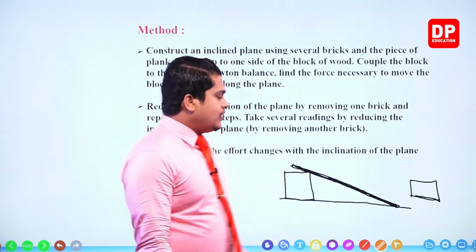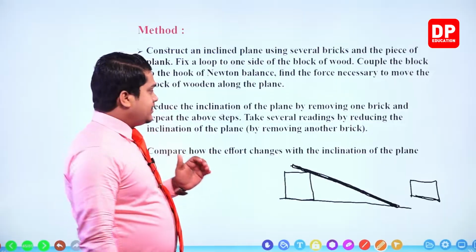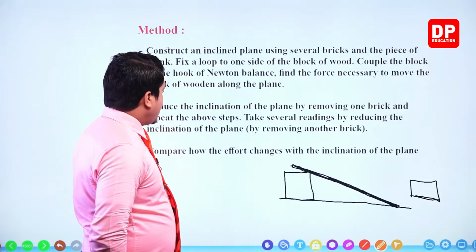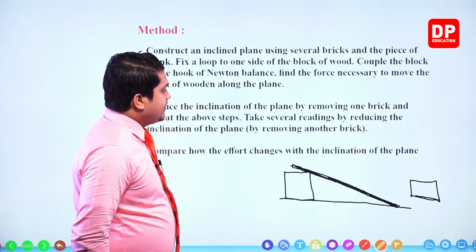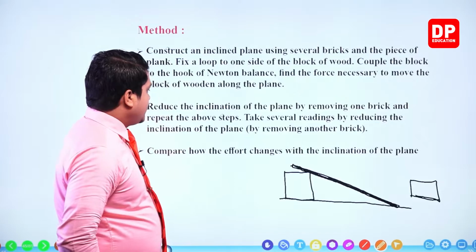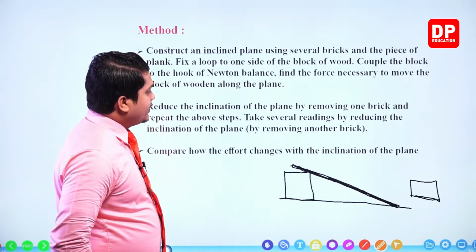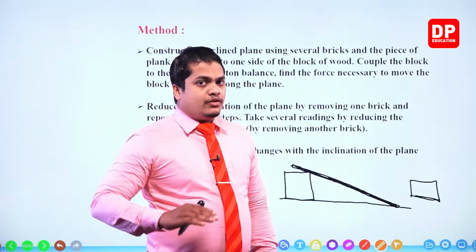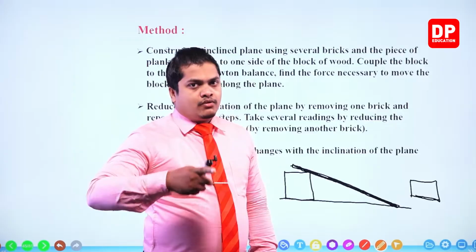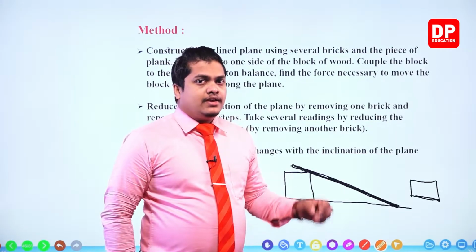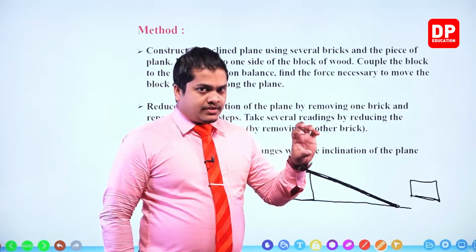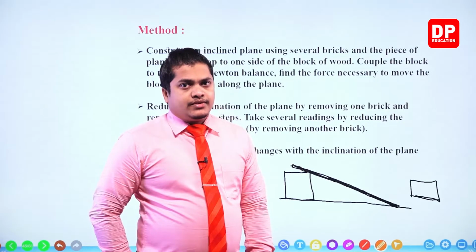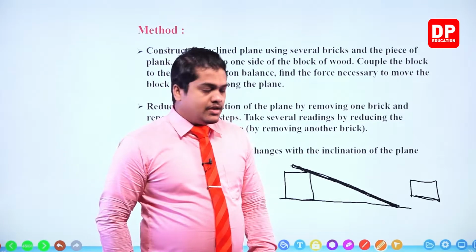Okay, so here they are mentioning that reduce the inclination of the plane by removing one brick and repeat the above steps. Take several readings by reducing the inclination of the plane by removing another brick. That means brick by brick you have to remove and reduce the inclination. Now, when I'm doing the activity, I'm going to use a stand. By that way, when moving that particular lever part up and down, I can reduce or increase the inclination. Okay, right.